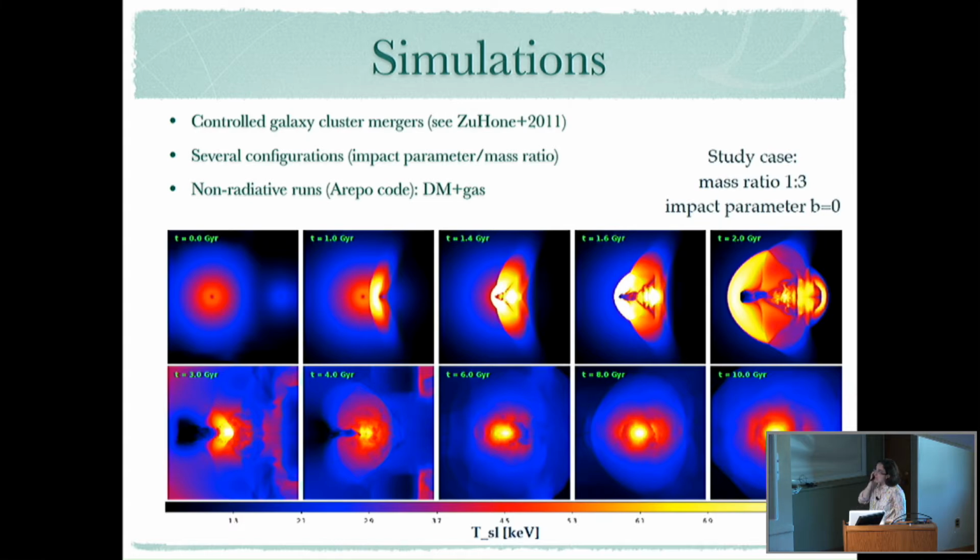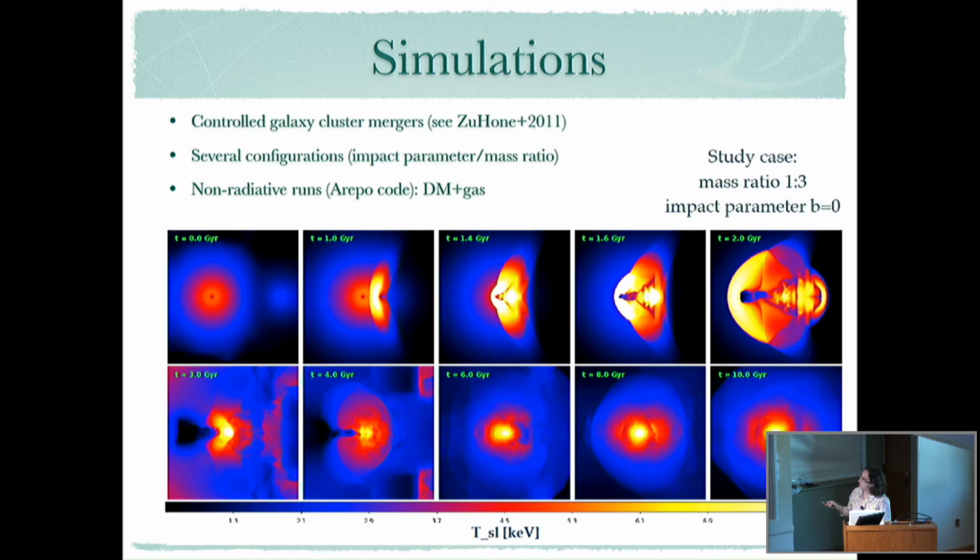So the simulations I'm using are controlled simulations of galaxy clusters, idealized clusters. We have several configurations in John's suite of simulations, depending on the input parameters of the merger or the mass ratio between the two clusters. In this case, I'm focusing on a non-radiative run performed with the Arepo code that includes dark matter and gas. And I'm going to describe a specific ideal study case where the mass ratio is 1 to 3 and the impact parameter is 0.